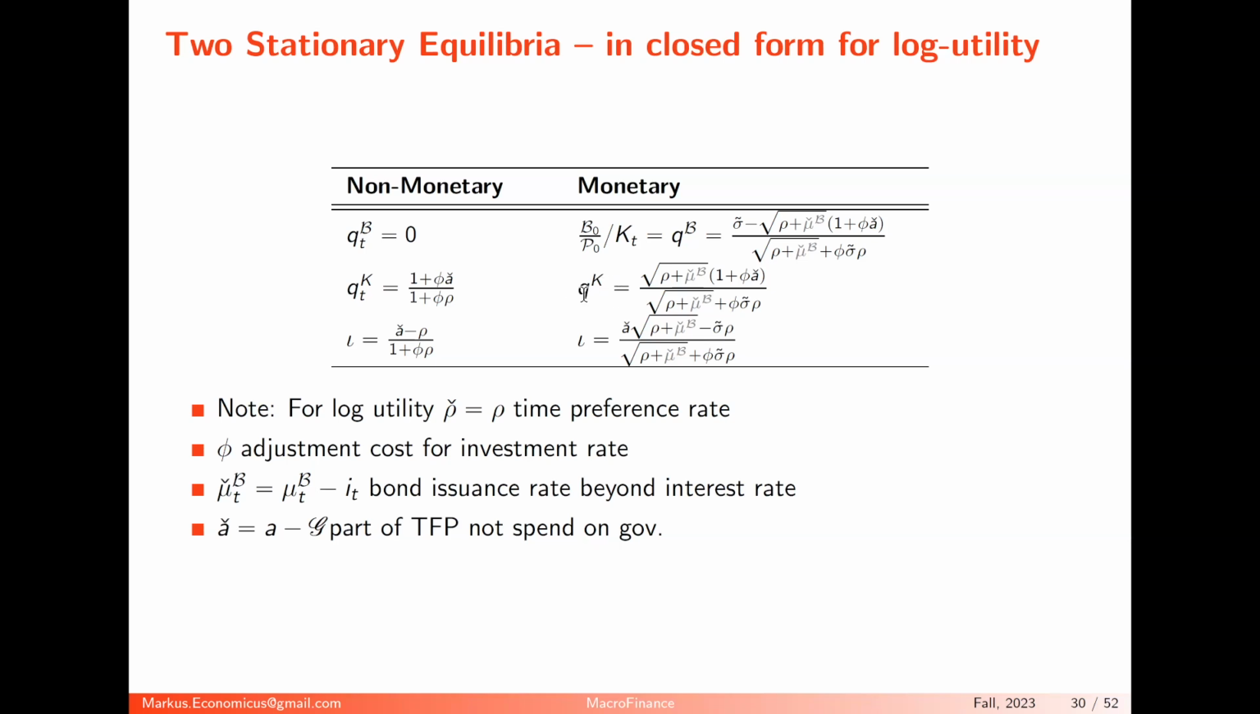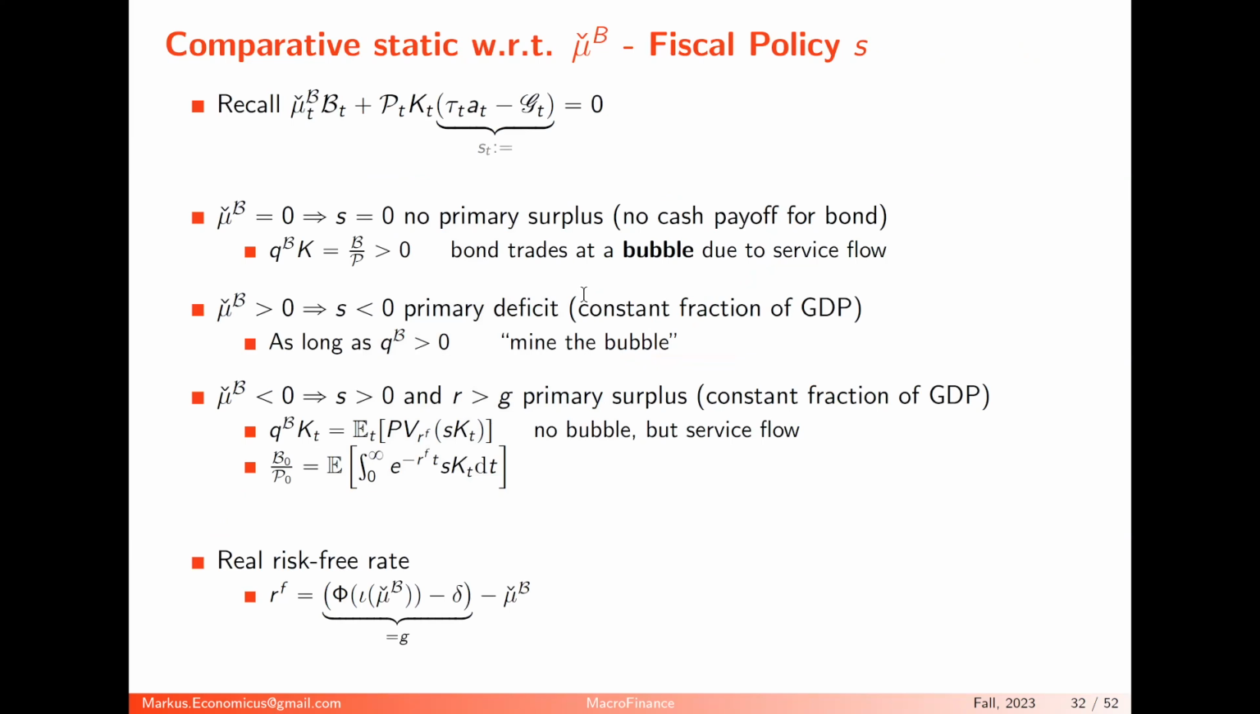Okay. So we can do comparative statics with this mu check b. What does mu check equal 0 mean? It means I just print enough bonds to pay off my promised interest. Okay, but then the primary surplus of the government is 0. Okay.